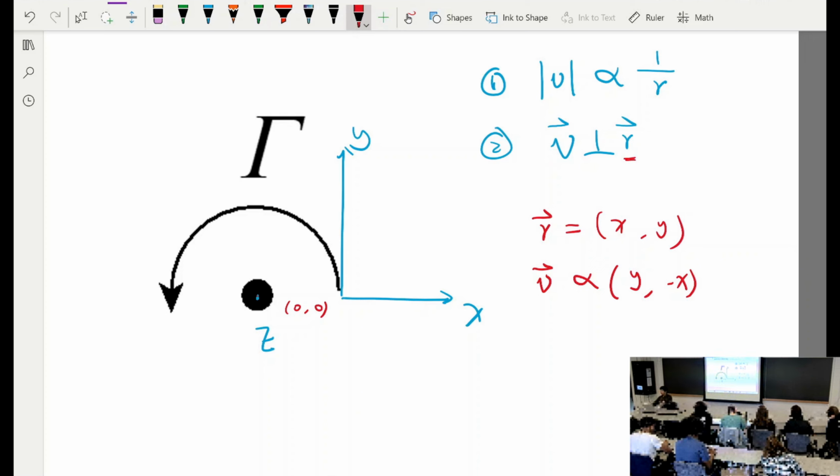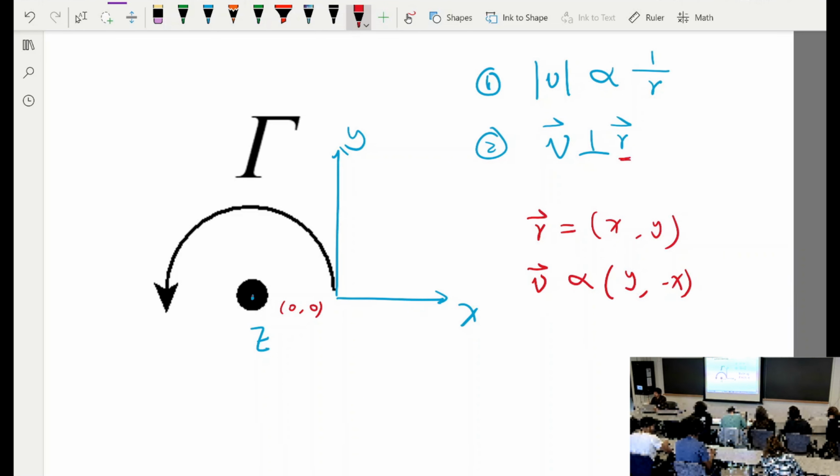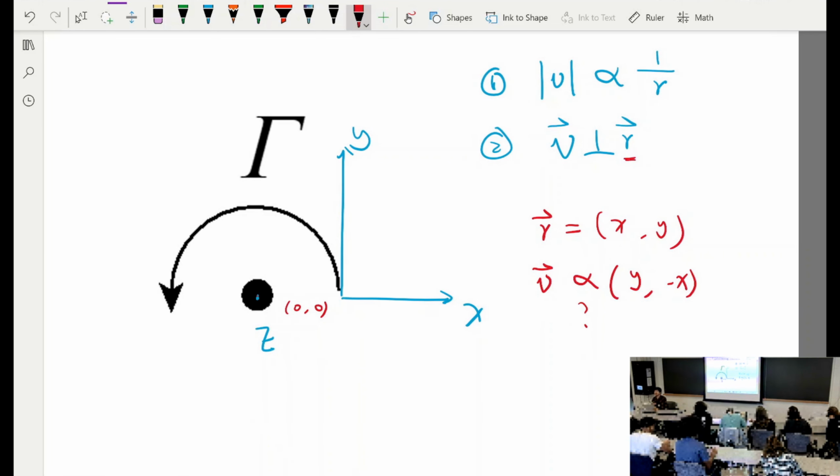And then the next thing is to figure out what this proportionality constant is. It's not a constant in terms of being uniform in space, but it's constant in terms of being the same coefficient for both the x and y components. All right. So for that, we need to figure out what is the magnitude of this.